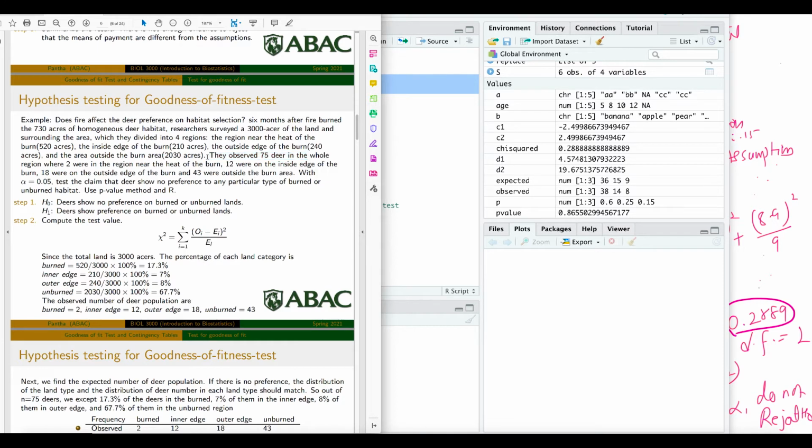This will be the observed one. So here in the expected, the percentage is not given. The probability is not given. So we'll have to find out.